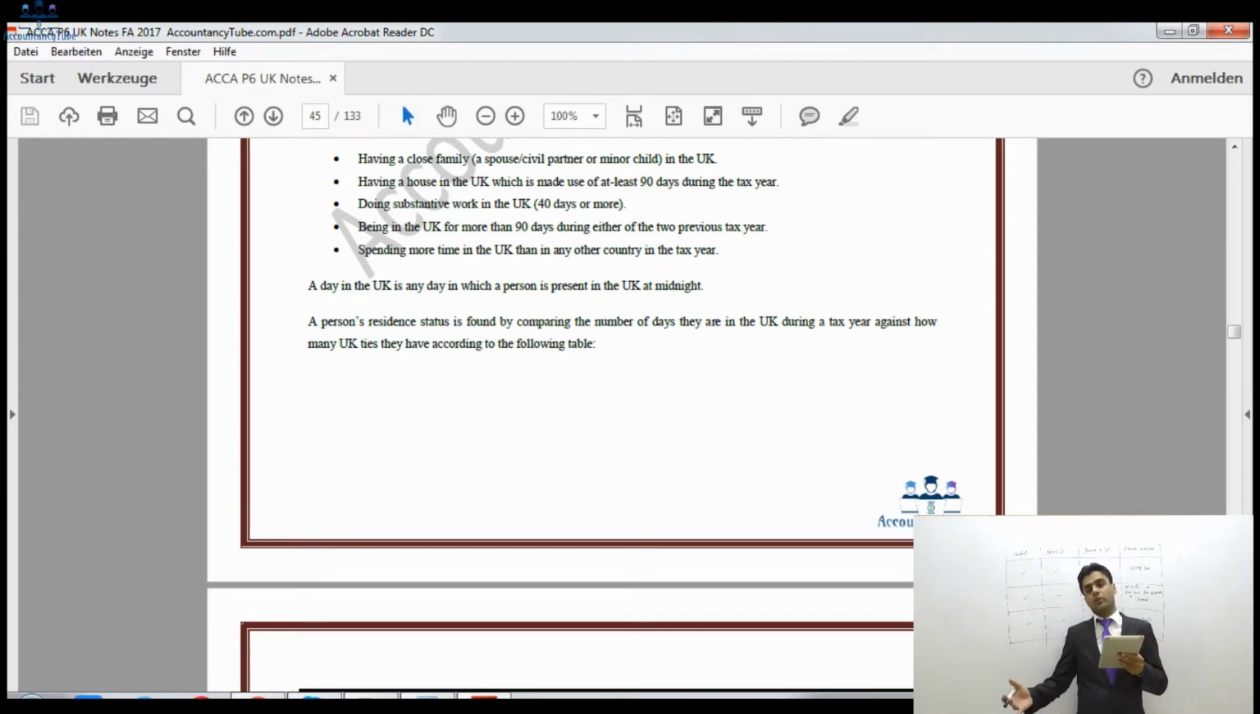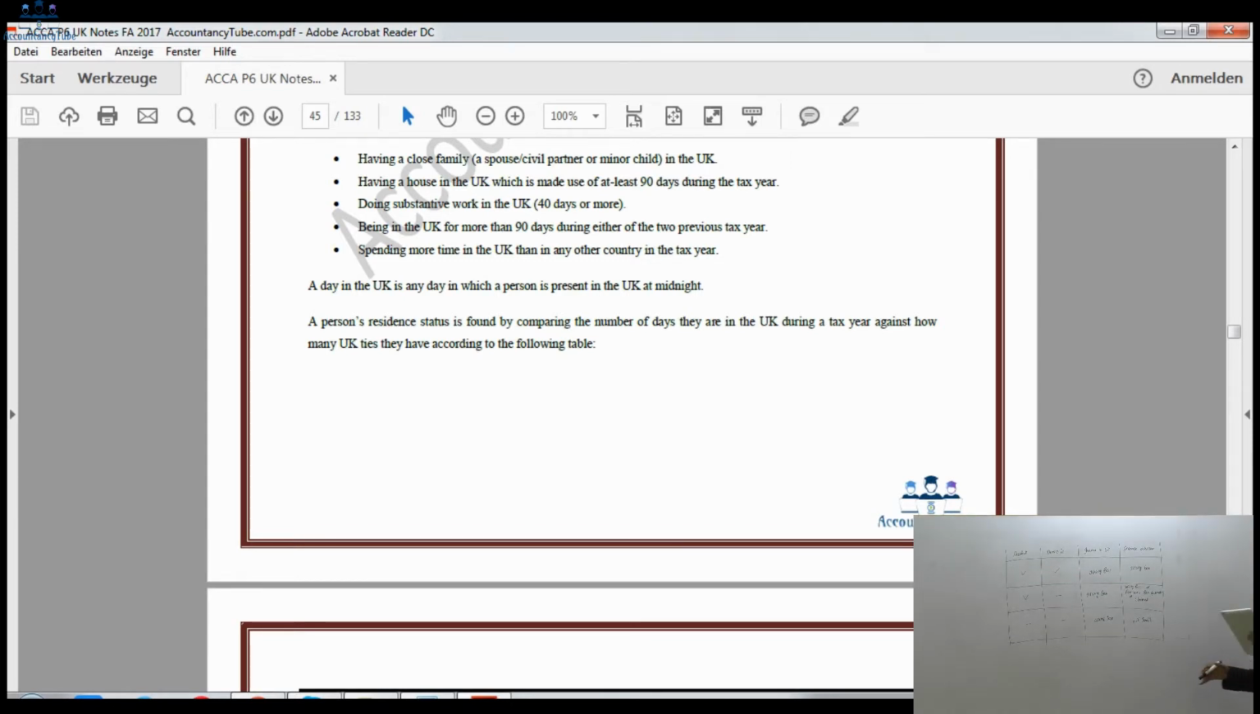Now how many ties you need and how many days you have spent, we will see in a minute. Right, then after that it says being in the UK for more than 90 days during either of the previous tax years. Now if you have been in the UK in either of the previous 2 tax years and you have spent 90 days in the UK, that is another connection as well. And the last one is spending more time in the UK than in any other country.